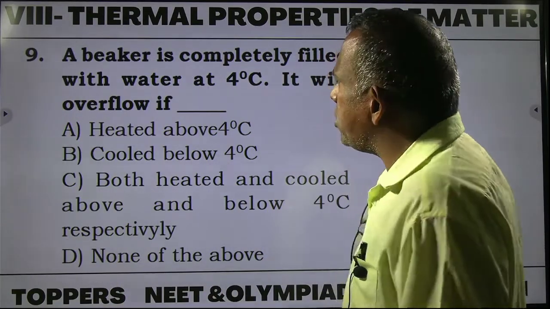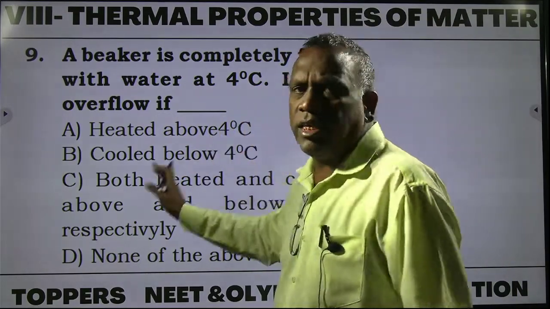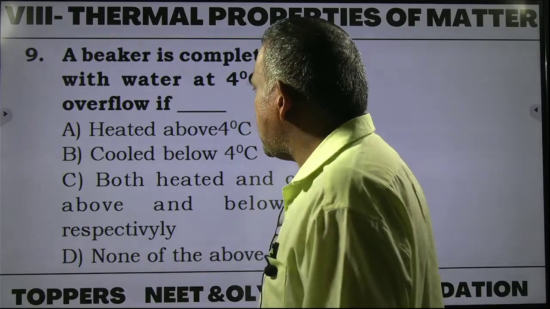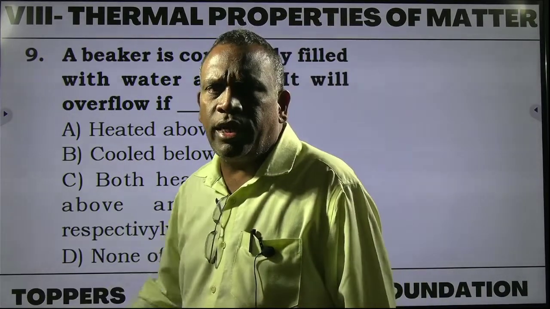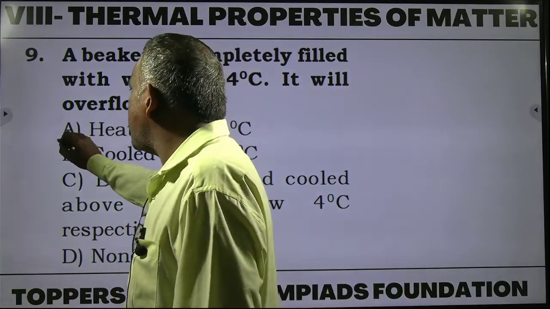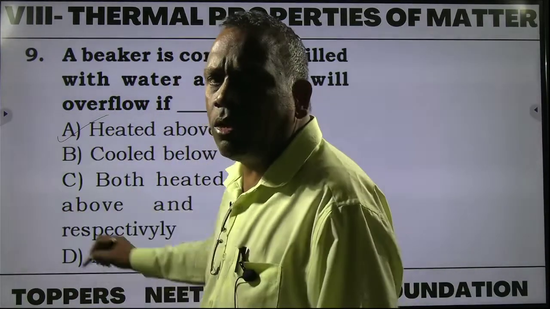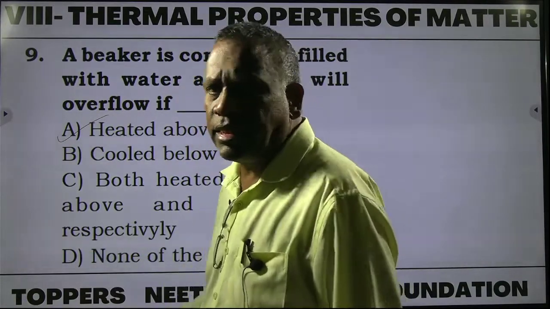Coming to the next: a beaker is completely filled with water at 4 degrees centigrade. It overflows when water gets heated above 4 degrees centigrade, as expansion takes place. That's why option A is the correct answer. The remaining options are wrong. It is not cooled below 4 degrees, etc.